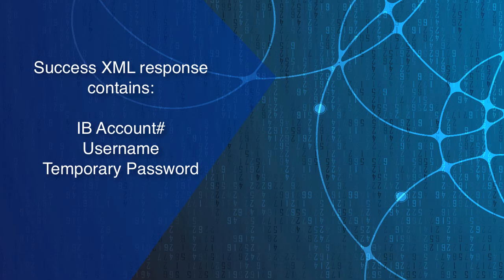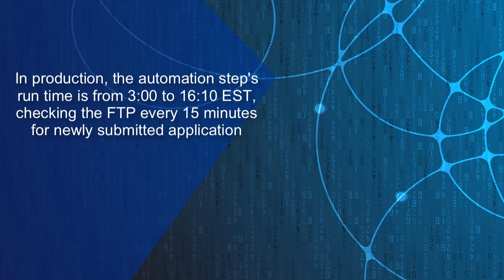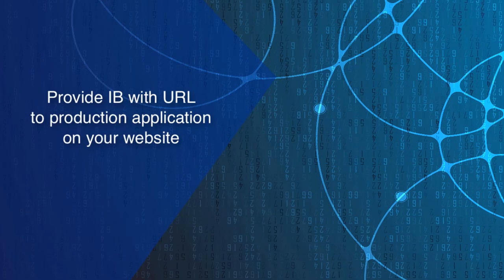Once testing has been successfully completed, which will be completed through IB's QA environment, your account will be enabled for production. In production, the automation steps runtime is from 3 a.m. to 16:10 p.m. Eastern Standard Time, checking the FTP every 15 minutes for newly submitted applications. You will be asked to provide IB with the URL to the production application on your website.